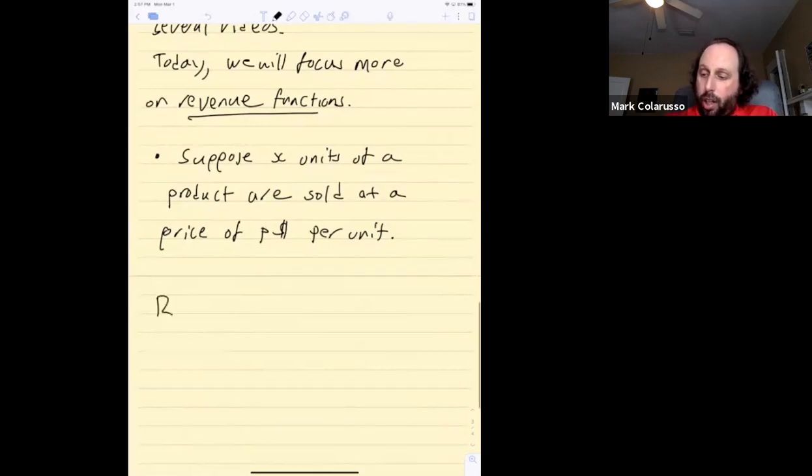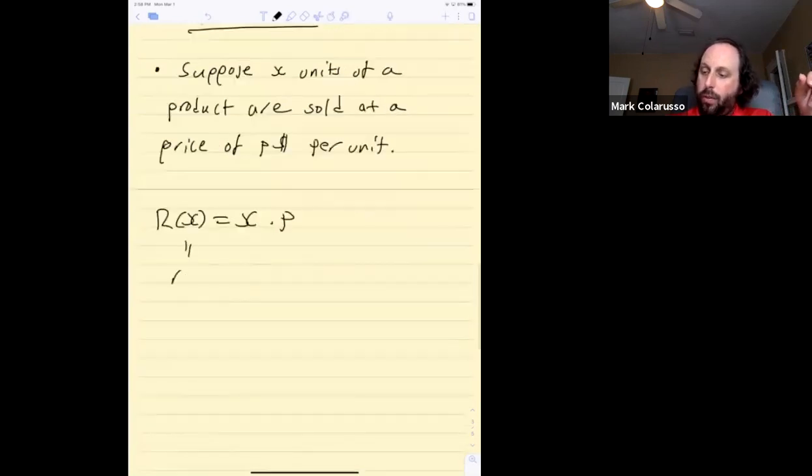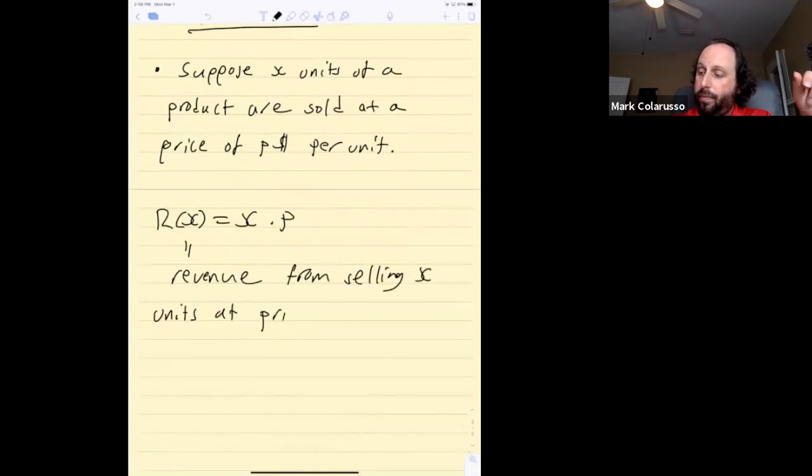So in the case where you have a constant price per each unit that you're selling, then the revenue from selling X units is X times P, right? So this is the revenue from selling X units at price P.